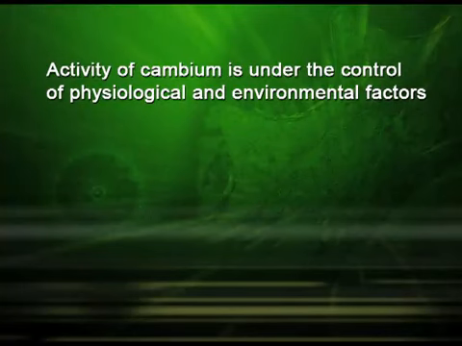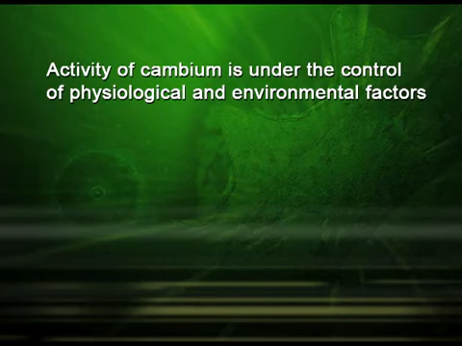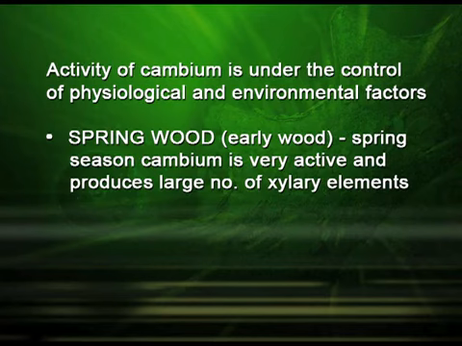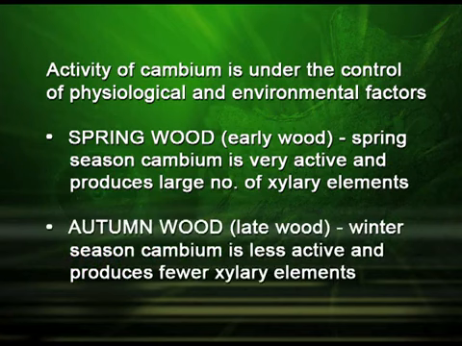The activity of cambium is under the control of physiological and environmental factors, and basing on this, the woods are named accordingly. The spring wood is generally found in the spring season where the cambium is very active and it produces a large number of xylary elements. It is also known as the early wood. The autumn wood is also called the late wood, which generally develops in the winter season where the cambium is less active and produces a smaller number of xylary elements.